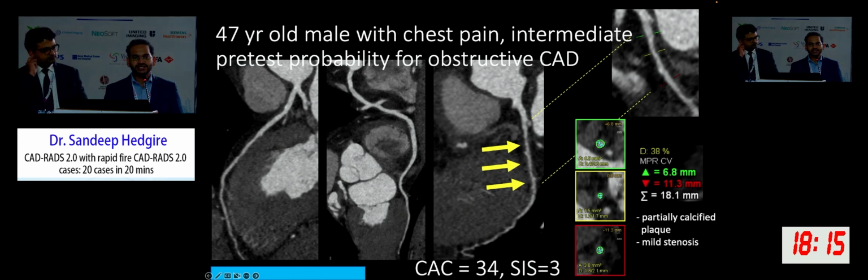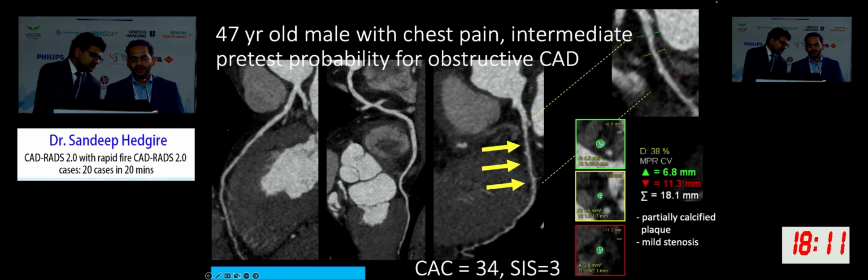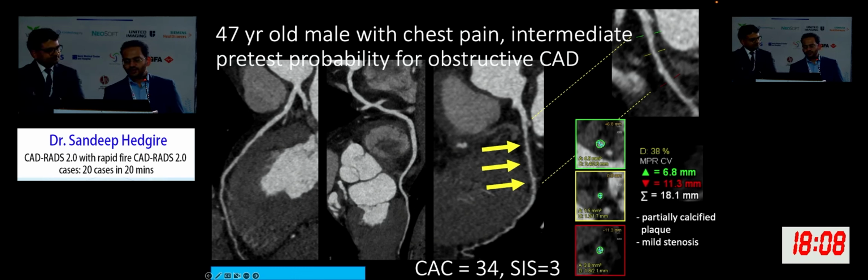Let's continue on here. Next one, a 47-year-old male with chest pain, intermediate pretest probability for obstructive CAD. And what do people think? Raise your hand if you think this is a CAD RADS 3. Raise your hand if you think this is CAD RADS 1.